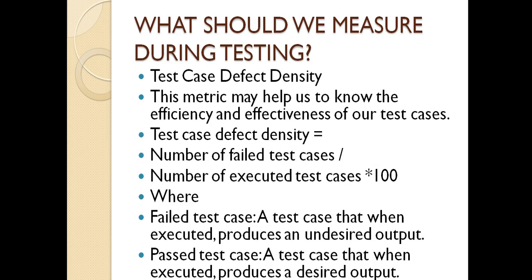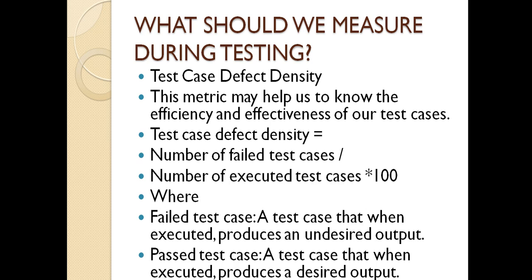Then the fourth point we measure during the testing is test case defect density. It checks the effectiveness of the test cases, meaning whether the test cases we design are effective or not. As per the given input, whatever result they produce is compared with the expected outcome and remarked upon. So it is checked through the defect density, which is calculated as the number of failed test cases divided by the number of executed test cases, into 100.